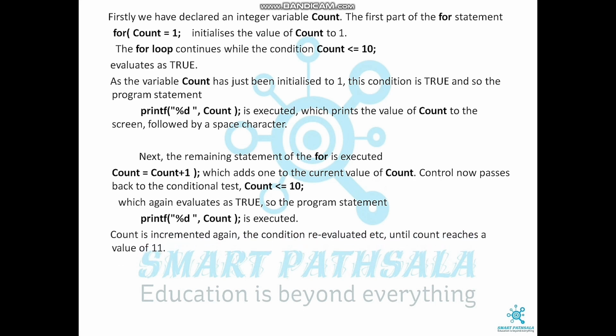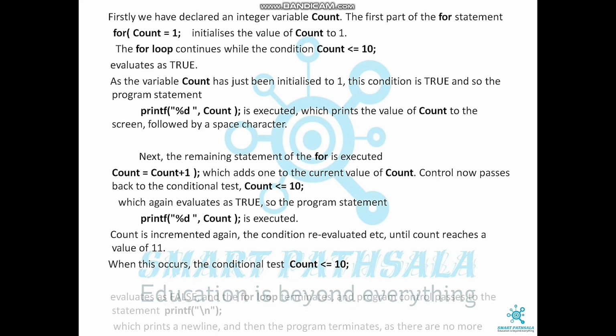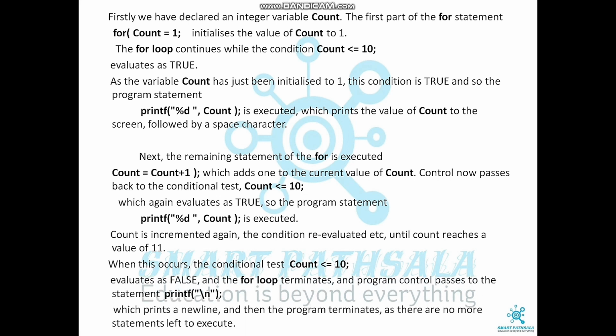Count is incremented again, the condition re-evaluated, and so on, until count reaches the value of 11. When this occurs, the conditional test count less than or equal to 10 evaluates as false, as 11 is not less than or equal to 10. So the for loop terminates and the program control passes to the next statement, that is printf \n, which will print a new line, and the program terminates as there is no more statement left to execute.